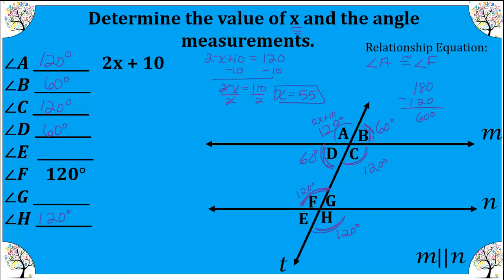We know B and G are corresponding. So G is also 60 degrees. And then we know that, let's take a look at E and B. They are alternate exterior and they are congruent.